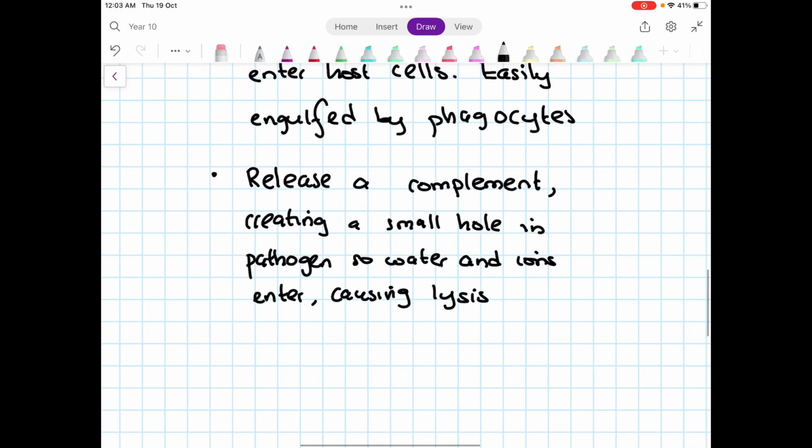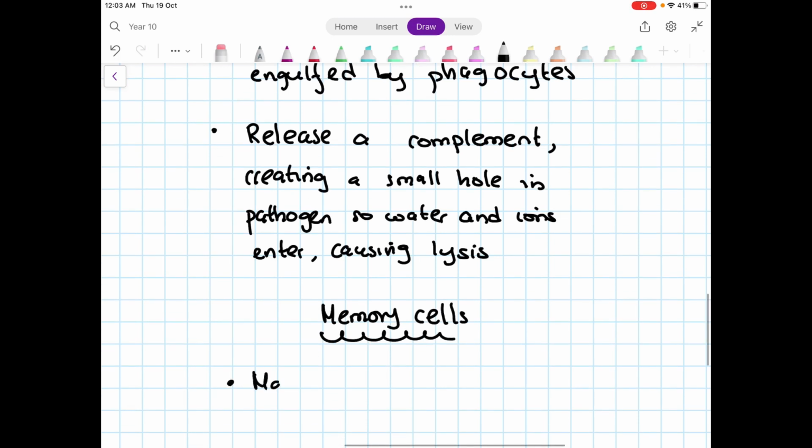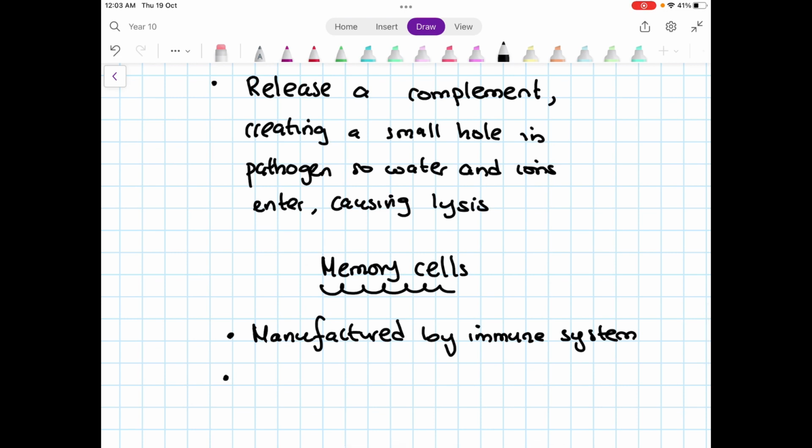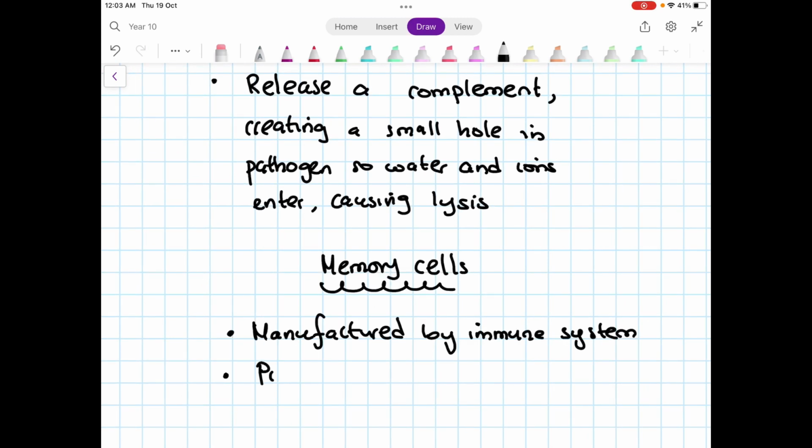Now, apart from antibodies, what happens is that memory cells are also manufactured by the body, our immune system. And this means that in the case of a future infection, our body can produce antibodies quicker and produce more antibodies within a specific time. So greater number of antibodies and sooner.